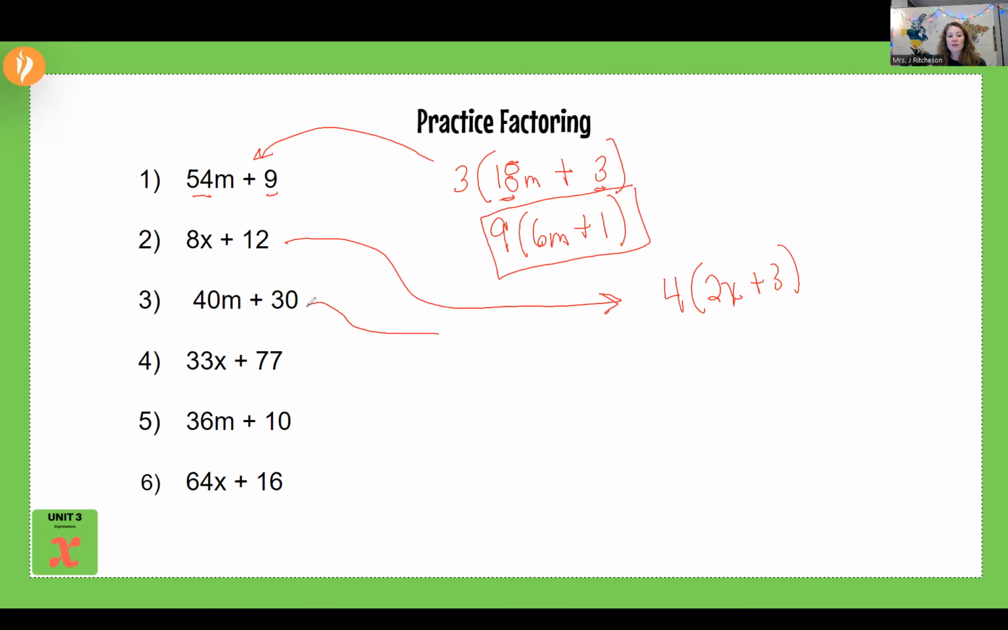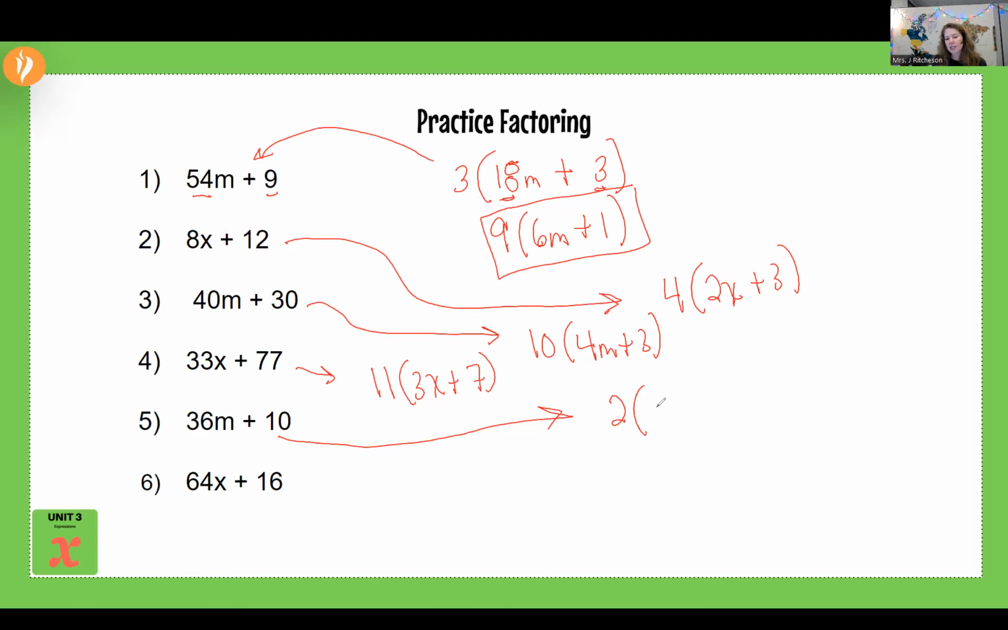All right, did you think of your greatest common factor? Hopefully you remembered it was a 10. And then we would have 4m plus 3. What about number 4? What'd y'all get? Pull out an 11. So we have 3x plus 7. All right, number 5. Our greatest common factor is small, isn't it? It's only a 2. Just a 2.